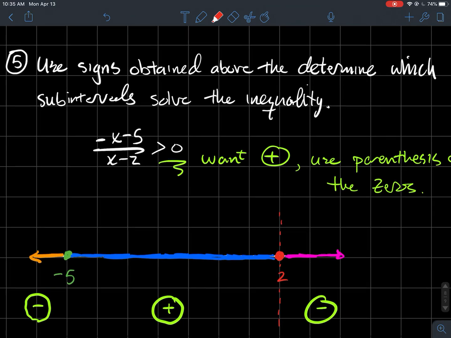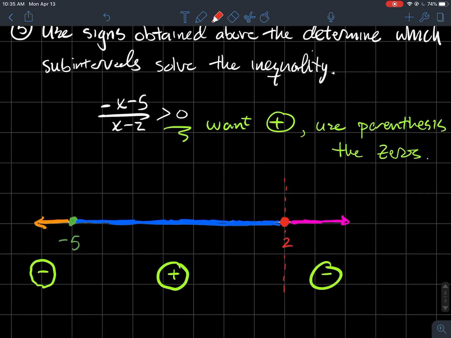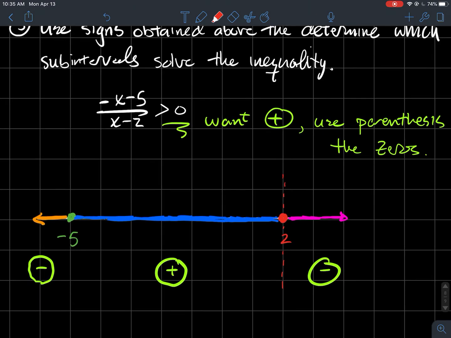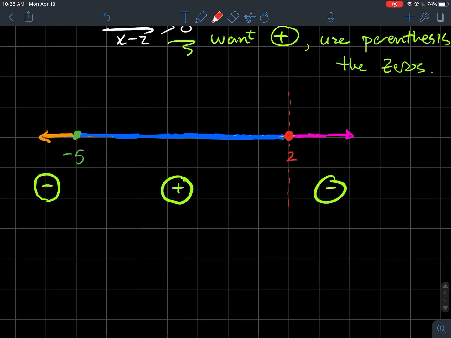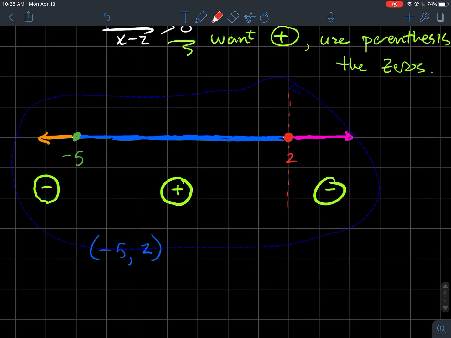So let's put this picture back where we assigned the signs of each subinterval. Now I want the plus sign, so I want the blue interval. And maybe these are easier whenever it's a strict inequality like that, because it's just parentheses everywhere. So for a final answer, where I got a plus sign was from minus 5 to minus 2, and that's our final answer.